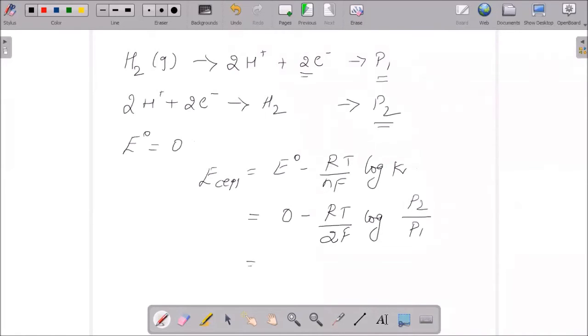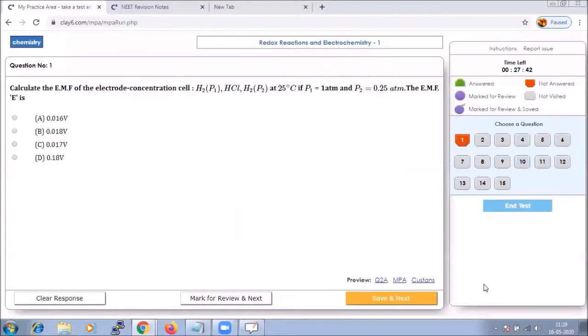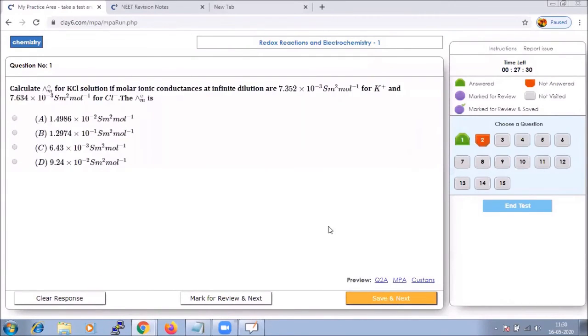Since this value is given, we can say RT is, this portion is 0.0591 divided by 2. This whole value takes up 0.059 by 2 log of 0.25 by 2. Hence it will be approximately this value when we calculate, we get it as 0.0178, which we can round off to 0.018 volt. Let us see if we have, yes of course, 0.018. So let us save that and go to next question.